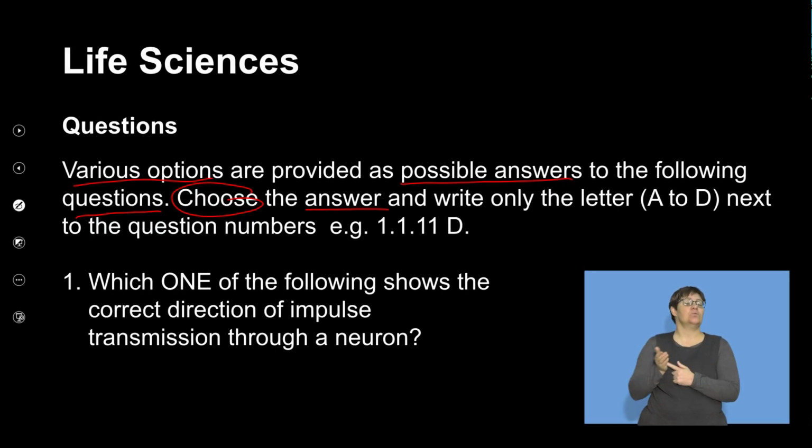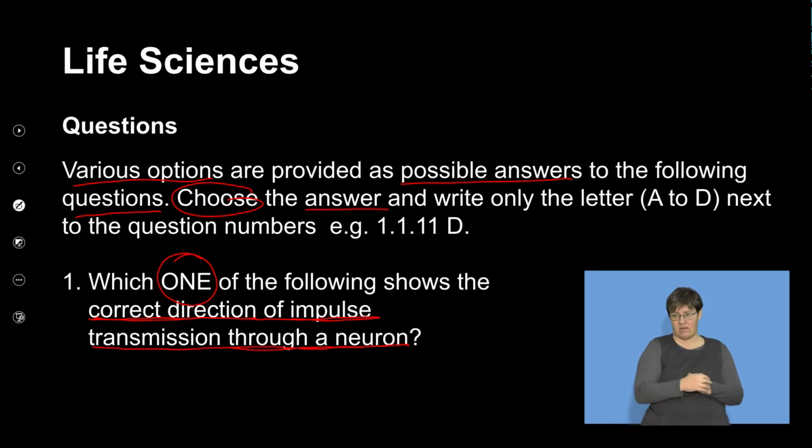Which one of the following shows the correct direction of the impulse transmission through a neuron? Keywords here. We're looking for only one of the following. That takes the direction of impulse and transmits it through the neuron.